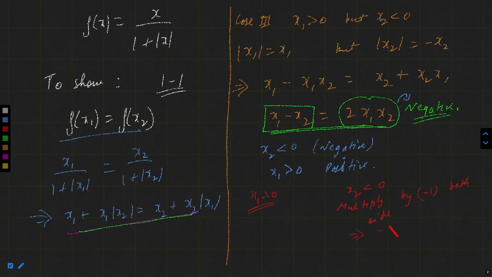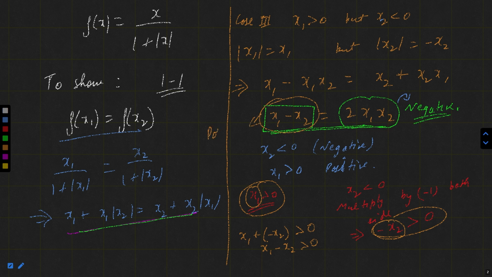What we will get is minus x2 is greater than 0. Yes, indeed. Now if you add this and this, what you will get is x1 plus minus x2. Because x1 is a positive number and this minus x2 is also a positive number, the sum must be positive. So x1 minus x2 must be a positive number.